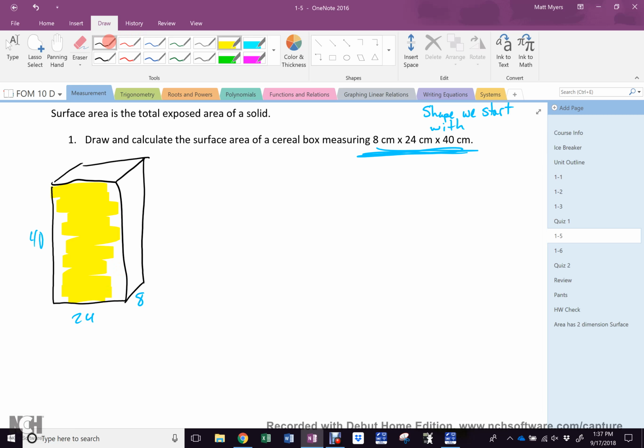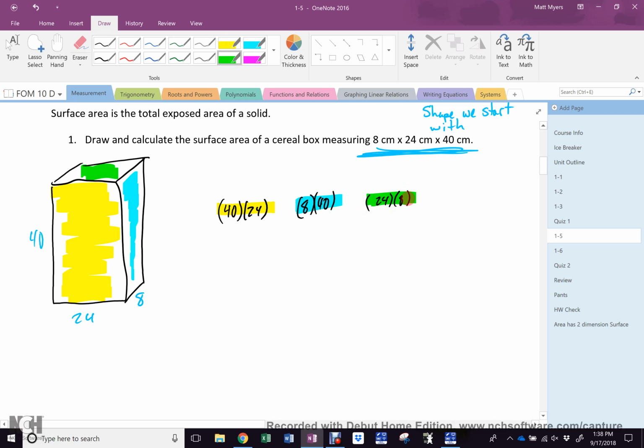How would you find that yellow area? On the back? 40 times 24. Does it matter which is length and which is width? No. How would you find the blue side? 8 times 24? 8 times 40. 8 times 40. Agreed? How would you find the green side? 24 times 8. Everyone agree?